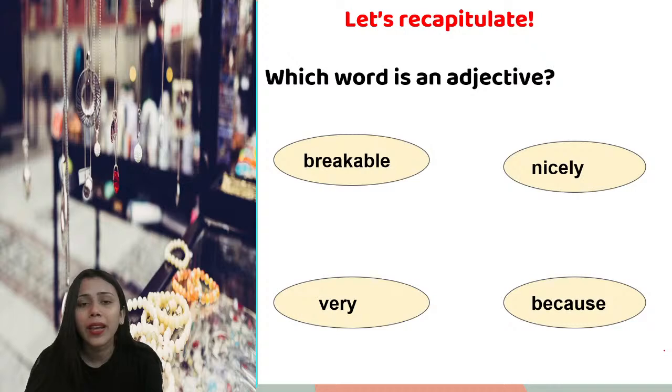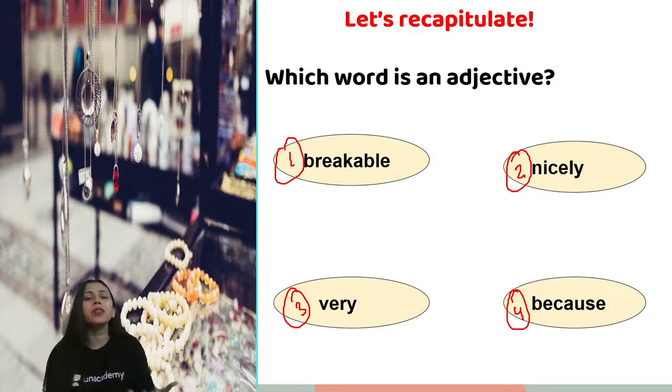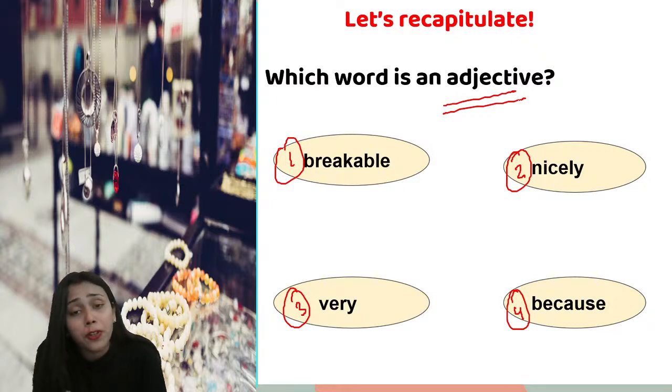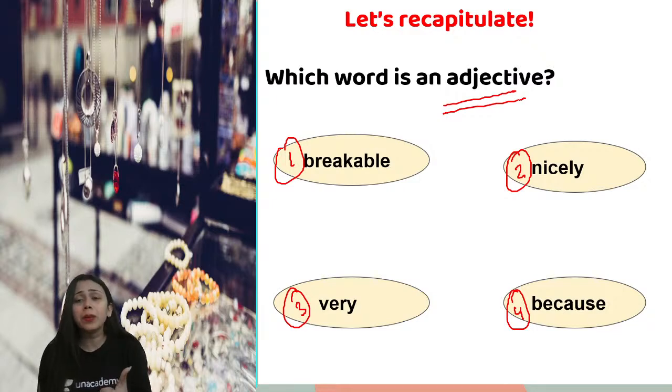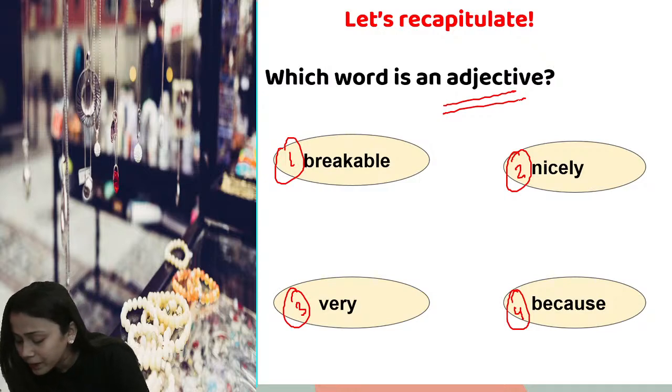Now what do we have next? Which word is an adjective? So you have four words here. 1, 2, 3, 4. Read all the words carefully and tell me which one is an adjective. चारों में से कौन सा adjective है, and why that is an adjective, that you have to prove also. So first word is breakable, second is nicely, third is very, fourth is because. Which word is adjective? Let me know here in the chat box.